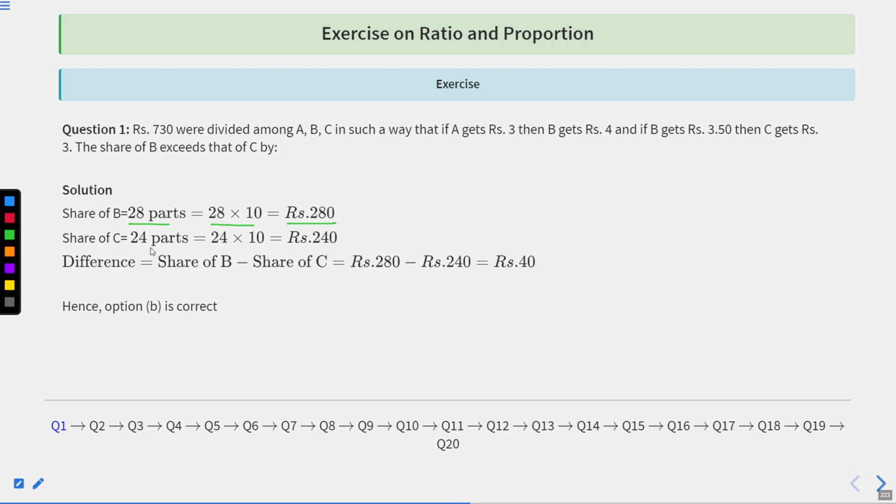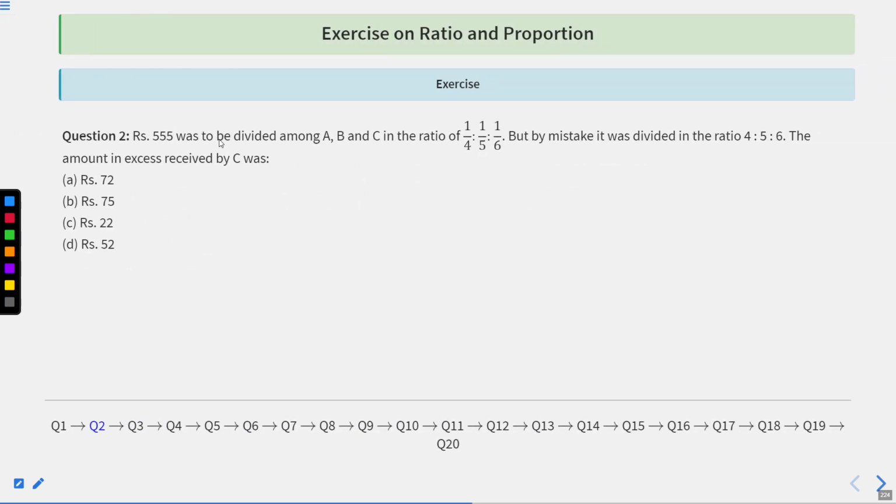And the share of C will be 24 parts. That is equal to 24 into 10, that is 240 rupees. So the difference is the share of B minus the share of C, which is equal to 280 minus 240, which is equal to 40 rupees. Hence, the share of B exceeds that of C by 40 rupees. So the correct option here is option B.